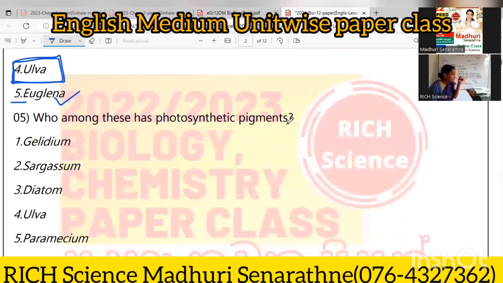Who among these has photosynthetic pigments? As I previously mentioned, among the protists, all algae types, including golden brown algae, perform photosynthesis. That means they are phototrophic. Gelidium is red algae. That means they perform photosynthesis. Sargassum is brown algae. Sargassum can perform photosynthesis. Diatom is a golden brown algae. Golden brown algae are unicellular.